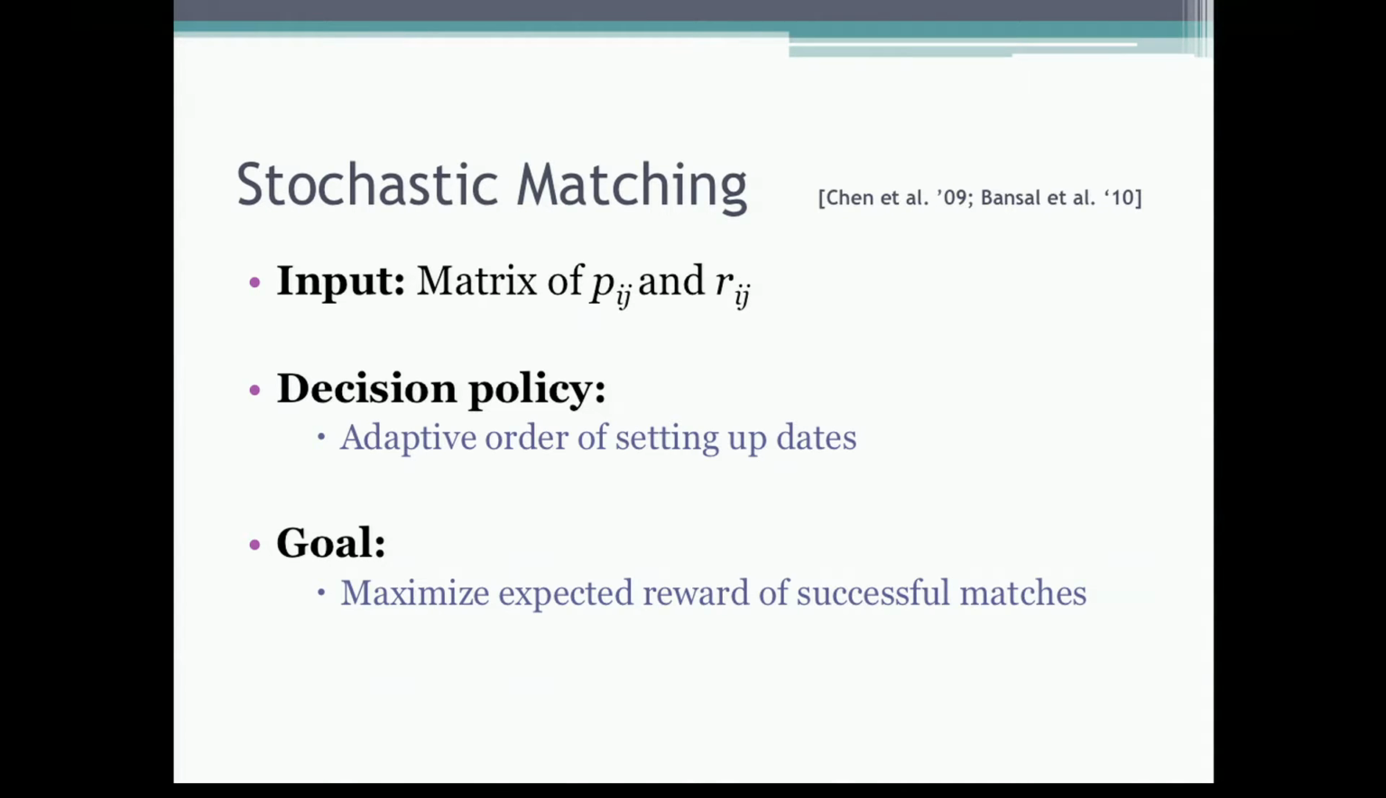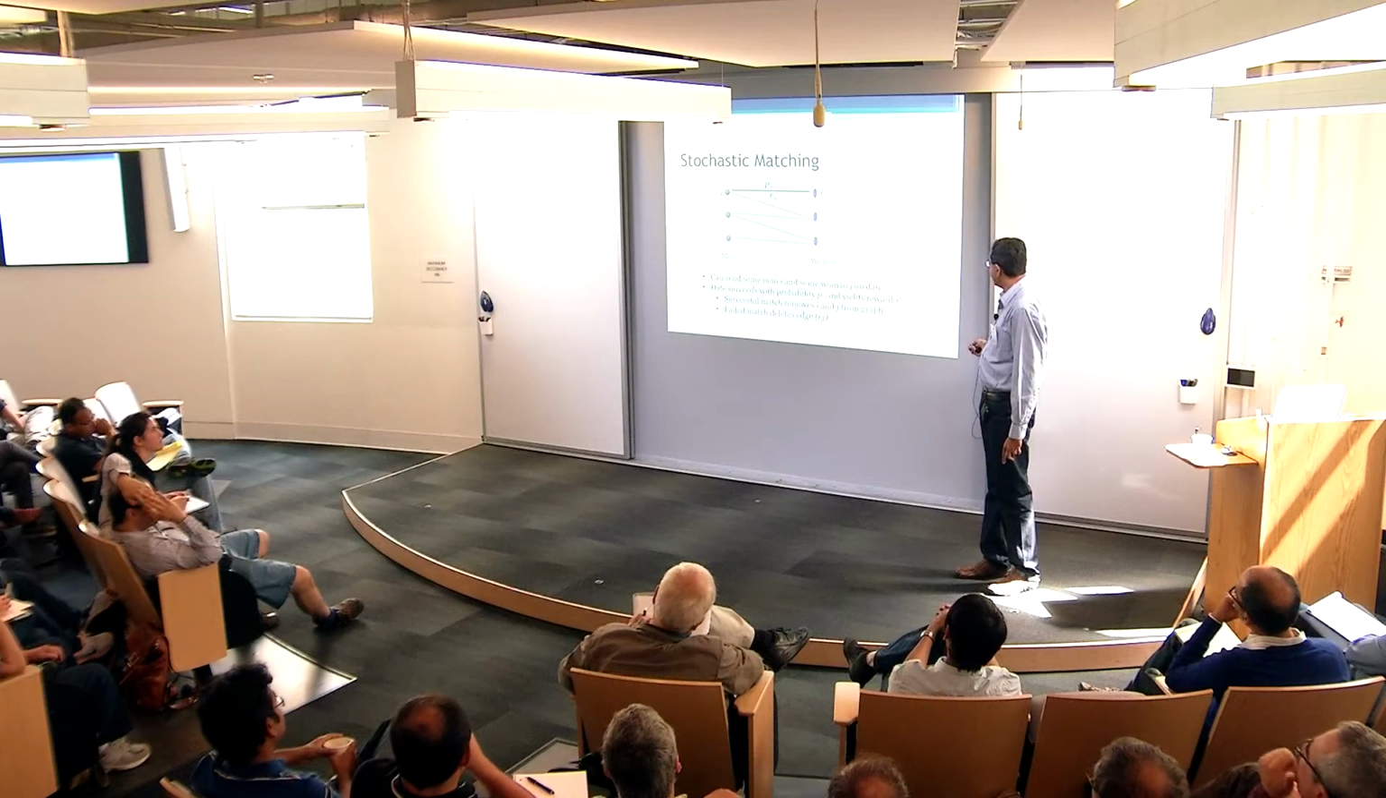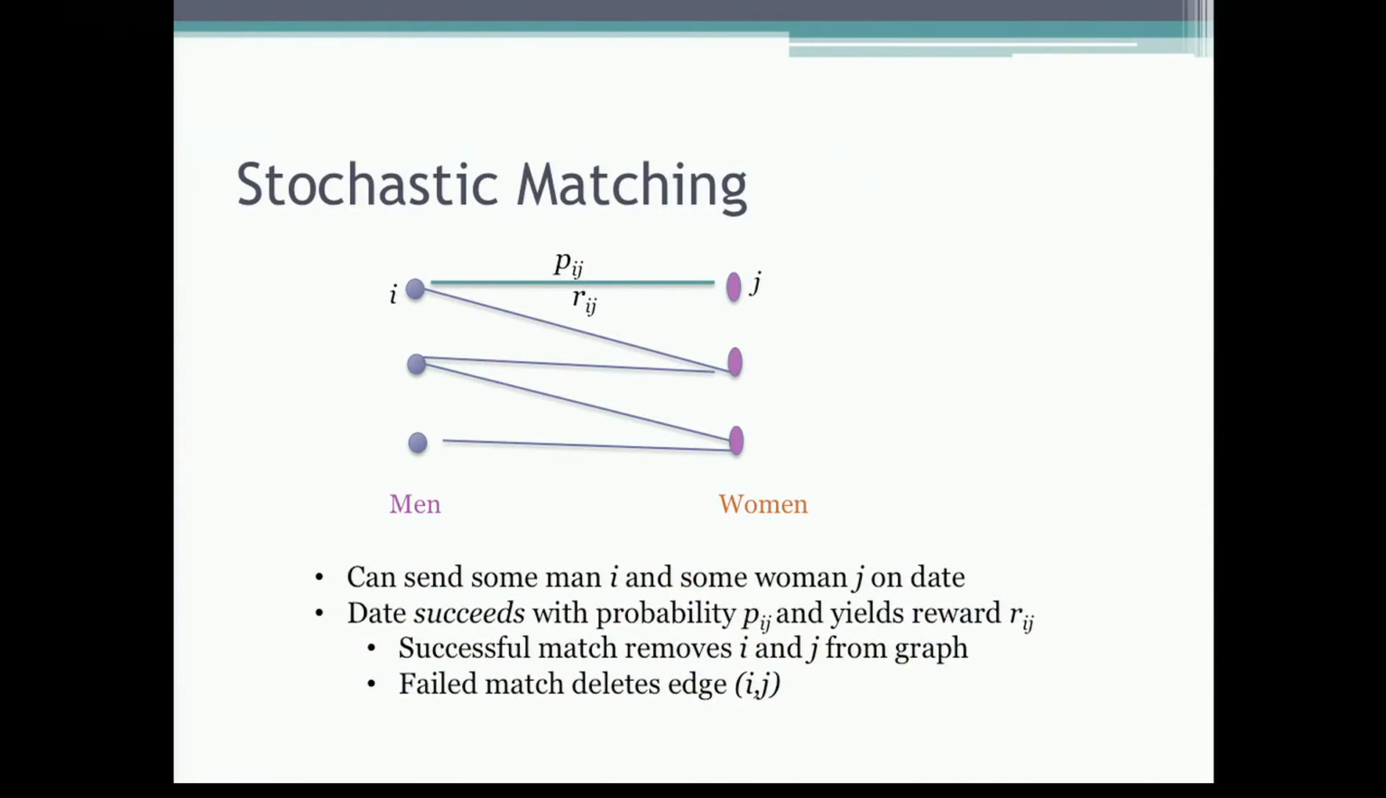And trying an edge could depend on which edges you previously tried. What's the Pij Rij again? So, Rij is the reward that you get if a date is successful. And Pij is the probability that a date is successful. Rij is deterministic? It is deterministic.